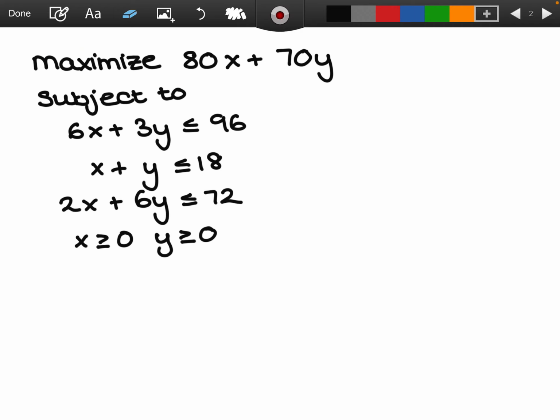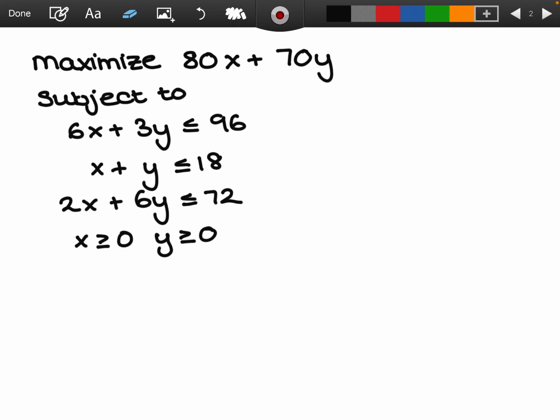Obviously, the number of chairs and sofas has to each be greater than or equal to 0. I can't have a negative number of chairs and sofas that I'm making. So we also have the additional constraints that x and y have to both be greater than or equal to 0. So this gives me my full problem. I'm trying to maximize the profit subject to these constraints of labour hours.